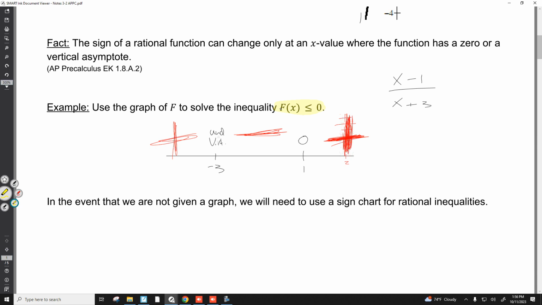Write down the answer. Mike, what does it mean to be less than or equal to zero? Tell me. What does that mean? Positive or negative? Negative. Okay. Mike, it's right here. Now write it down. When are you negative or equal to zero?